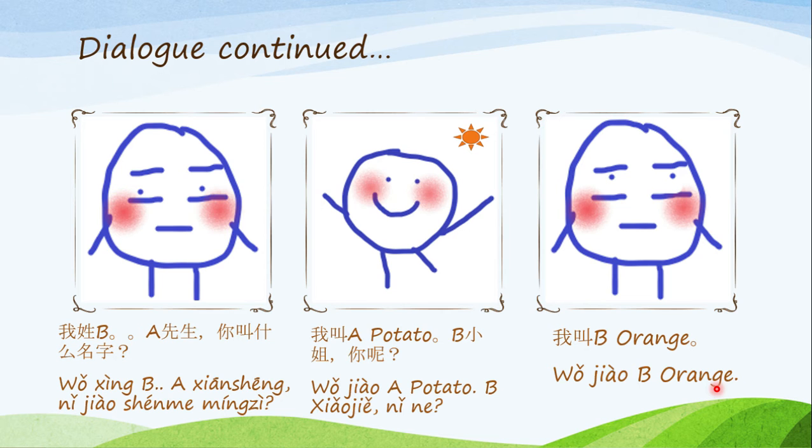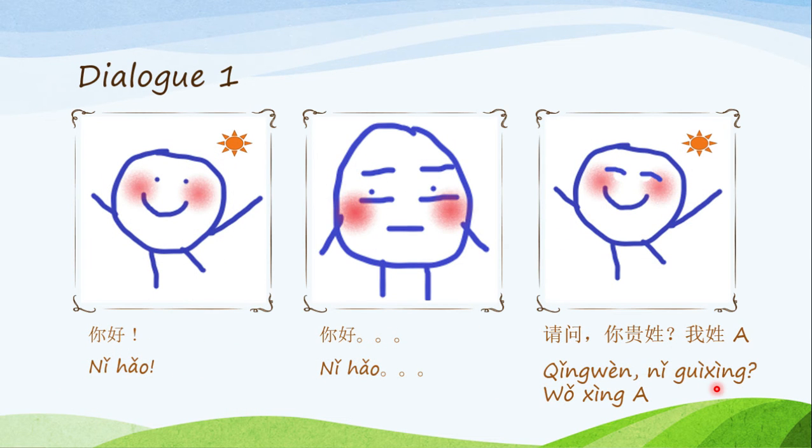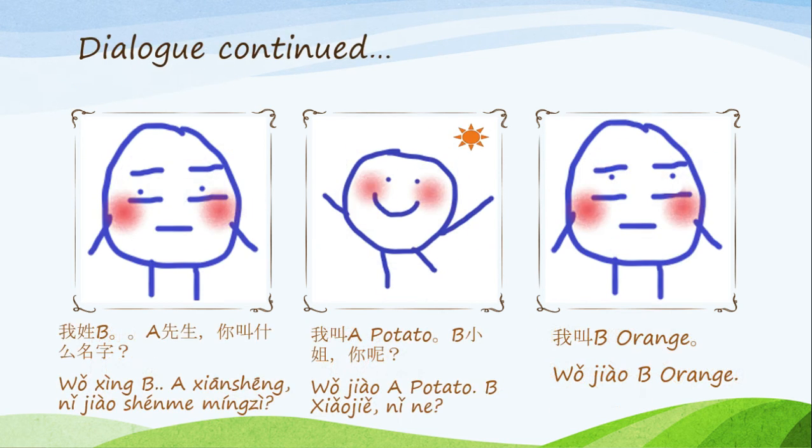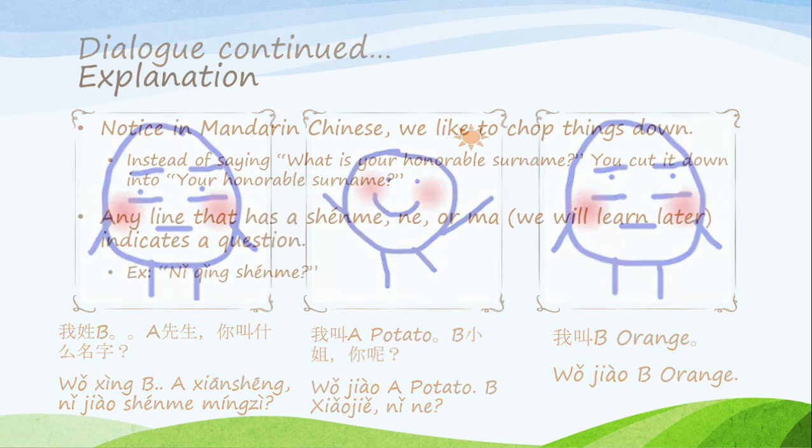So we can go through this dialogue again, and I'll say it a little bit faster. 你好，你好。请问你贵姓？我姓 A。我姓 B。A 先生，你叫什么名字？我叫 A potato。B 小姐，你呢？我叫 B orange. So that's the end of our dialogue right here.